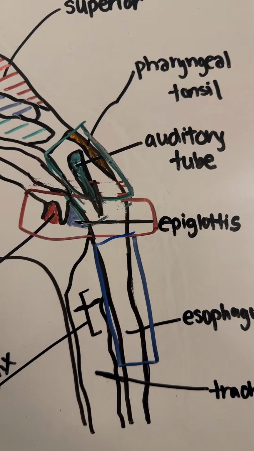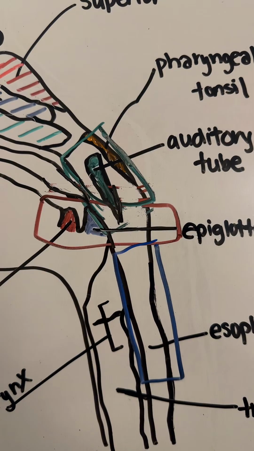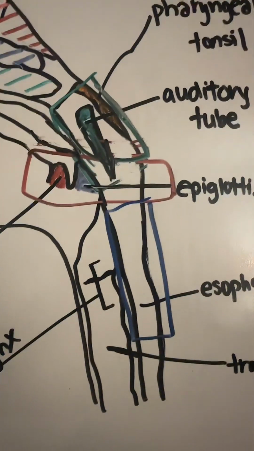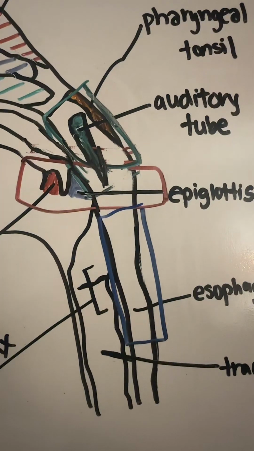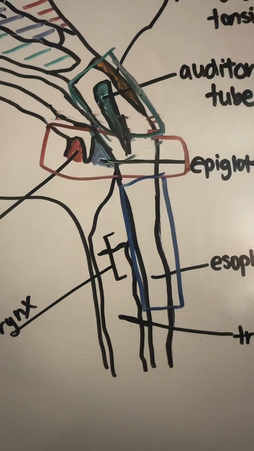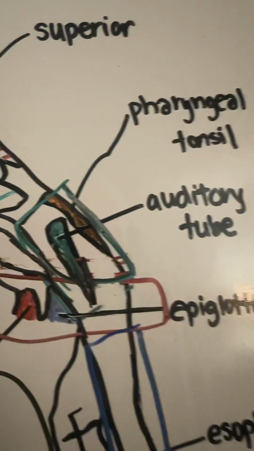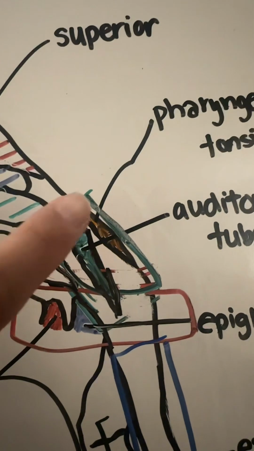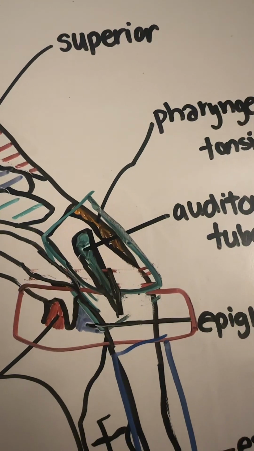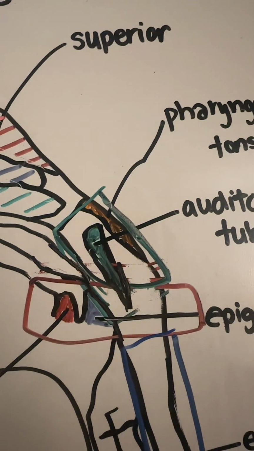laryngopharynx. The nasopharynx is a passageway for air. The oropharynx is the passageway for air and food. And then the laryngopharynx is a passageway for air and food. I did also include the pharyngeal tonsil right up here. And that functions to provide immunity protection.